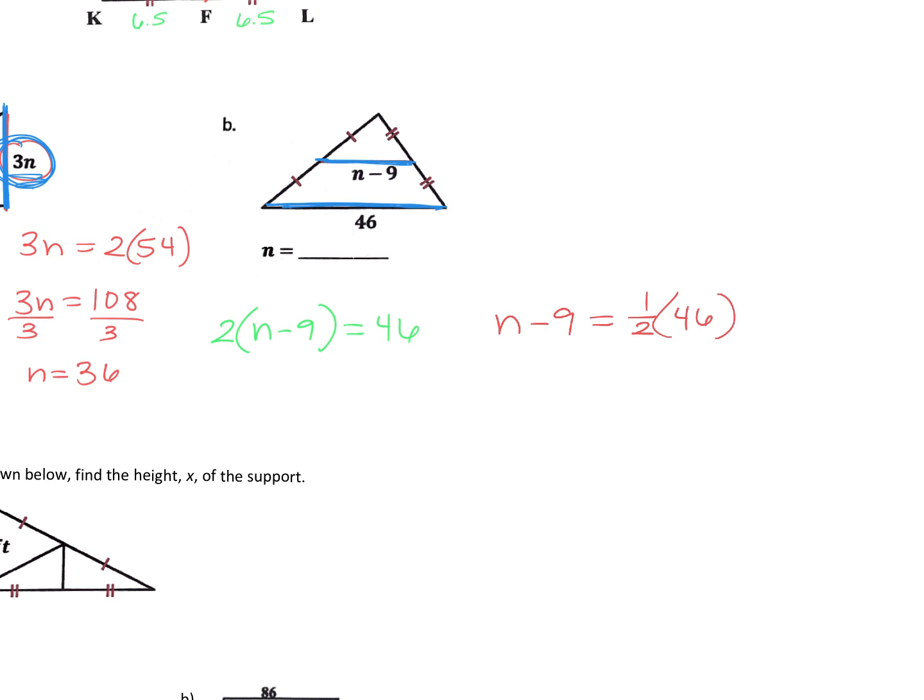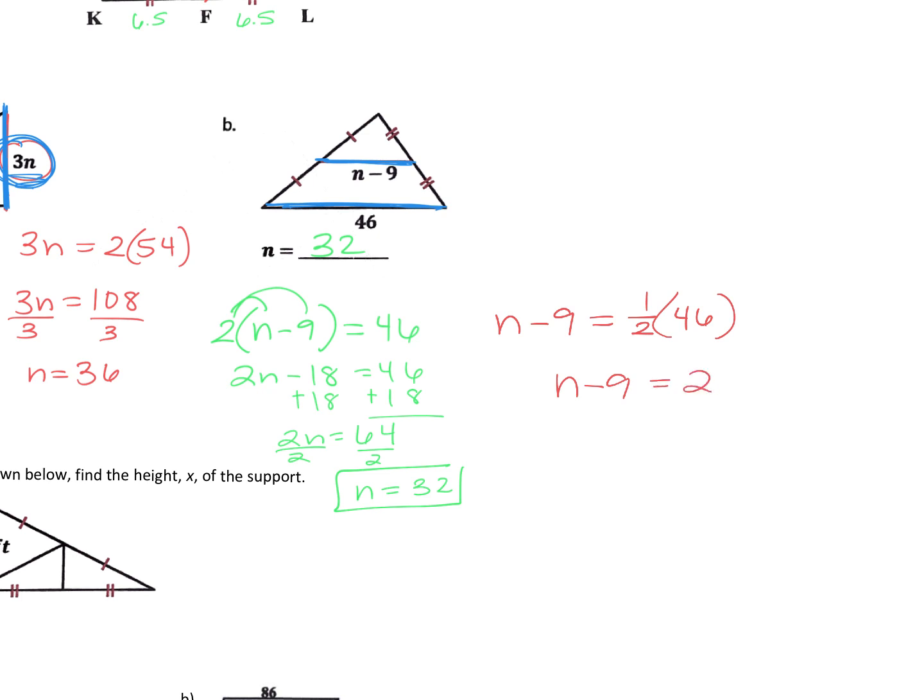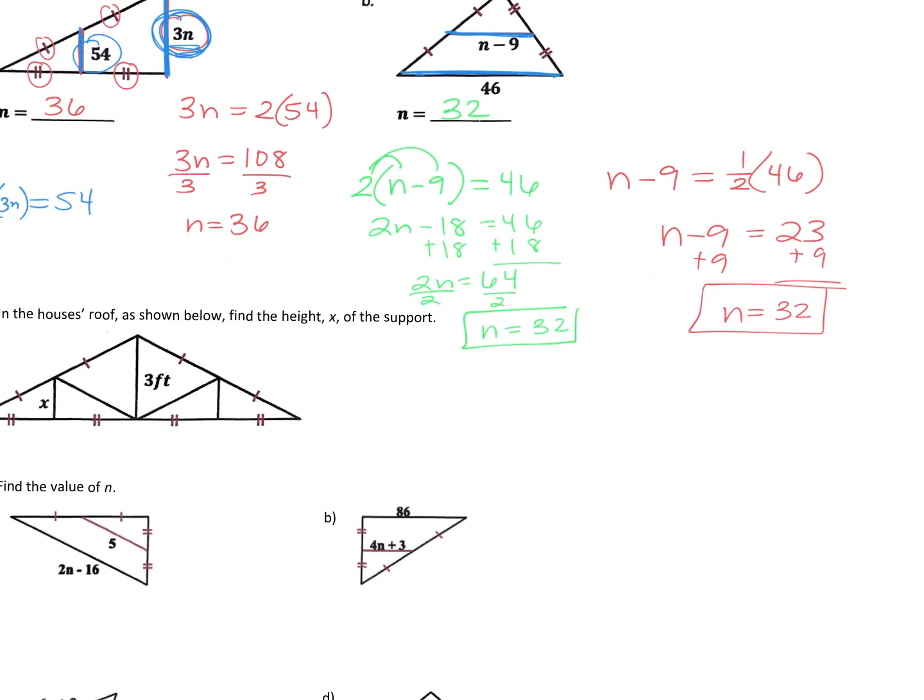I will solve them both just so you can see it. So this would be 2n minus 18 equals 46. Add the 18. So 2n equals 64. And then divide by 2. So n is 32. Okay, so there's one option. If you do it the other way, it's n minus 9 equals 23, and you add 9, and you get n equals 32. Same answer, okay? Use the one that makes more sense to you. Questions on that? Okay.